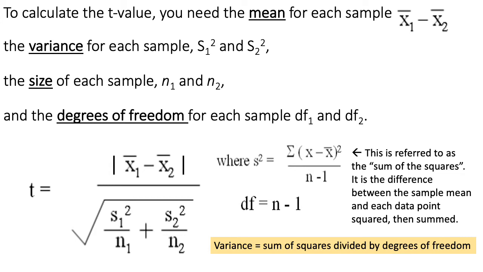The variance for each sample, here is the variance for population 1, variance for population 2. We will calculate both of those. The size, the n value for each one, the size of the sample, we know that. And eventually we'll need the degrees of freedom. But how you get the variance is what they refer to as the sum of the squares divided by the degrees of freedom, n minus 1. And the sum of the squares we'll calculate.